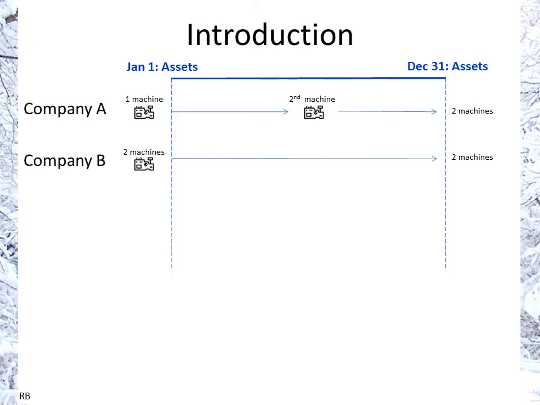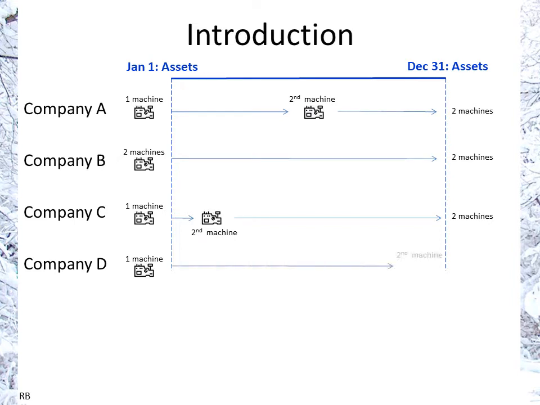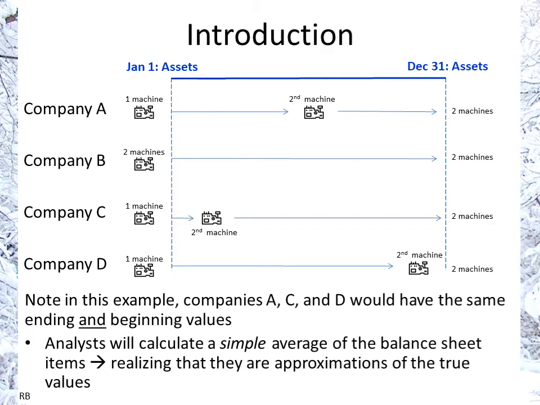So here we have company B and company A as we showed, but let's look at another potential scenario. Company C starts the year with one machine, purchases a machine early in the year, and ends with two machines. Company D, on the other hand, starts with one machine and buys a second one just before the end of the year. So as you can see, companies A, C, and D would have the same beginning and ending values. So you'd have 1, 1, and 1, and 2, 2, and 2. So the point here is that analysts will calculate a simple average of the balance sheet items, realizing that they are an approximation of the true values. So just to keep that in mind.